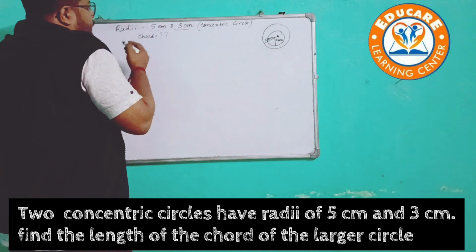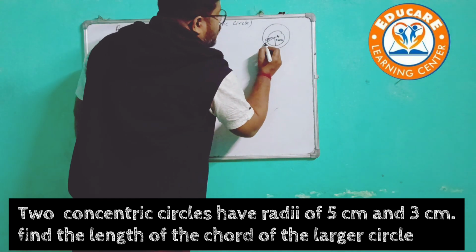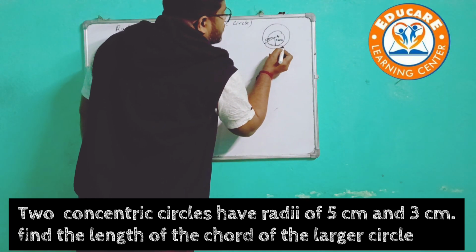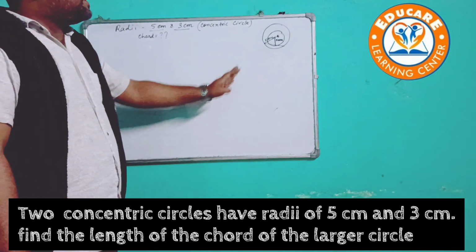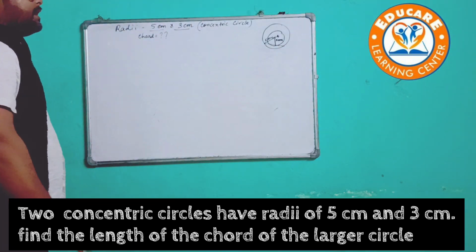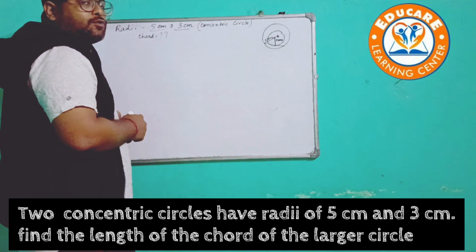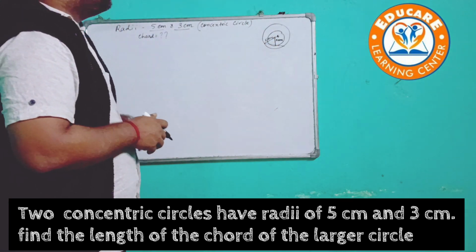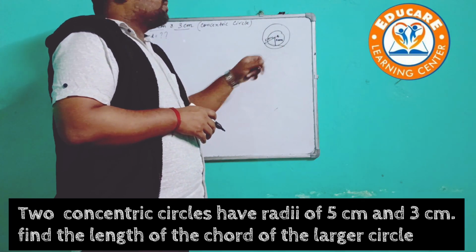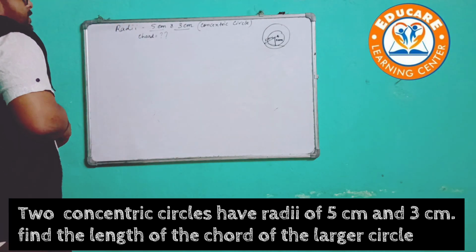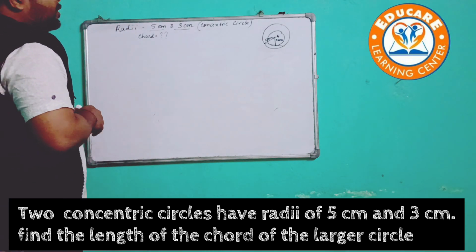What you need to find out is the length of the chord. This is a chord. You need to find the length of this chord. Now if we look at this question properly, we are getting a triangle, and that too a right angle triangle, because we all know that a line drawn from the center to a chord is always 90 degree. So from there we can use the concept.